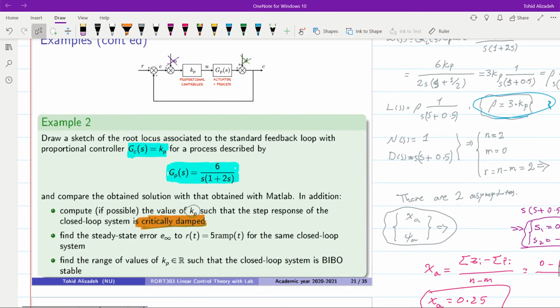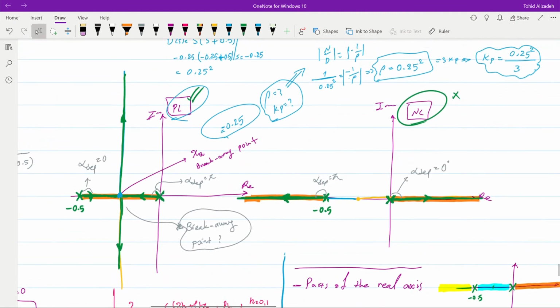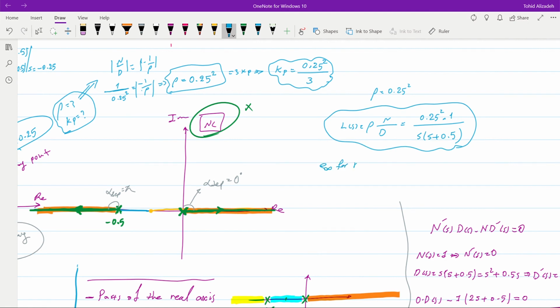In the next point, we need to find out the steady state error to R of t equal to 5 times ramp of t for the same closed loop system with the obtained Kp or rho. So rho is equal to 0.25 squared. L of S is equal to rho n over d. So we have 0.25 squared times 1 over S times S plus 0.5. This is L of S that we have for our case. Now we want to find out steady state error for ramp input.